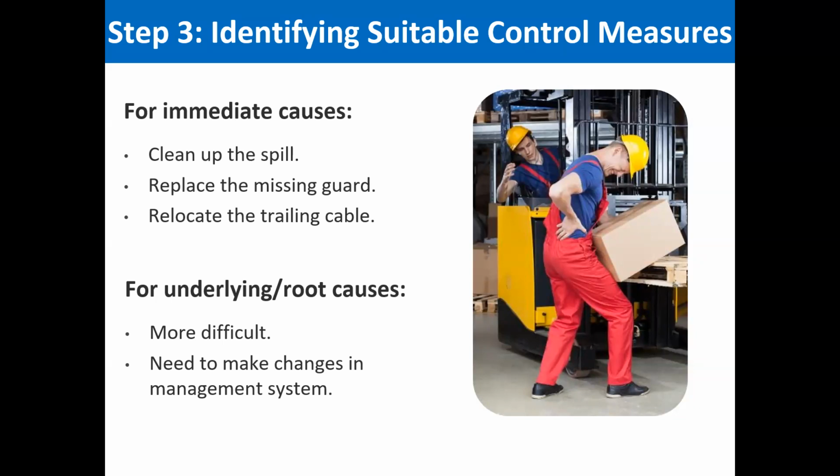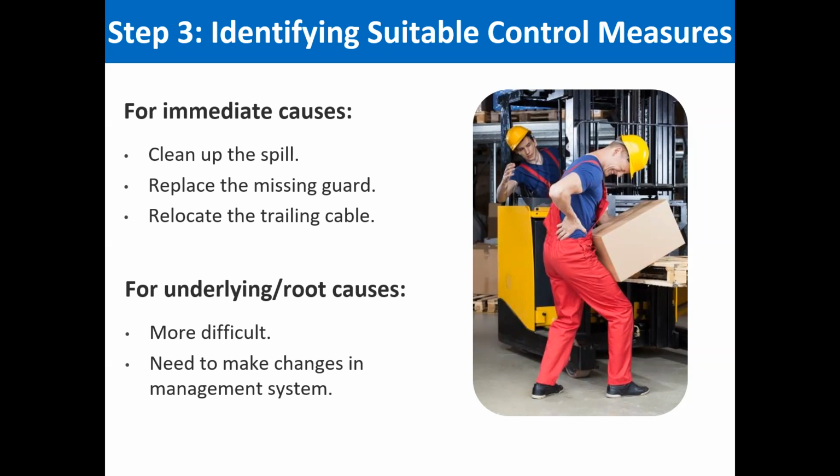Okay, then you need to identify suitable control measures. Step number 3 is to identify suitable control measures. Yes, there could be driver negligence as well that can be referred to training. Okay, then there are suitable control measures. Once you have identified the immediate causes and the underlying causes, now you need to propose control measures to prevent the recurrence of the accident.